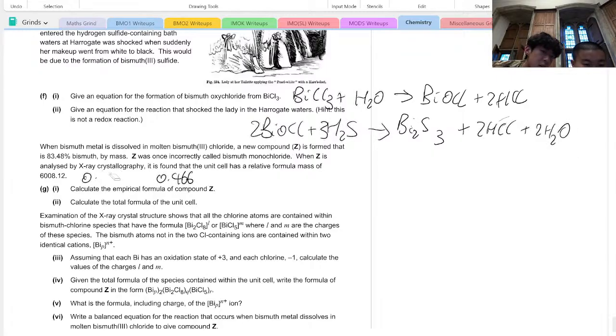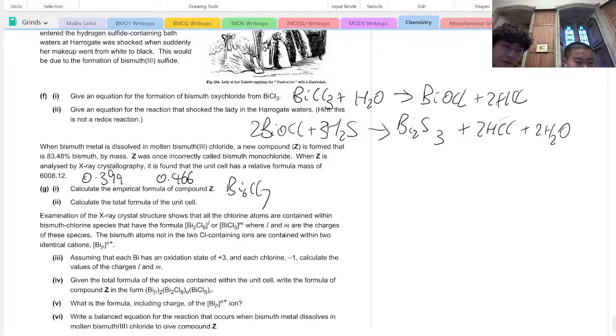0.399. So divide 0.466 by 0.399. It's like 6 to 7. Yeah, 6 to 7. They predicted 6 to 7. Now we calculate the Mr of this.